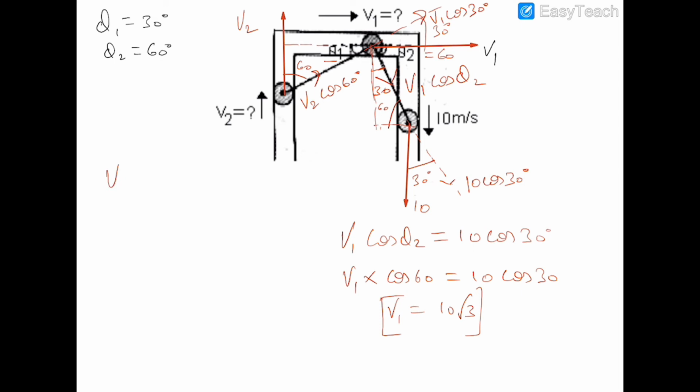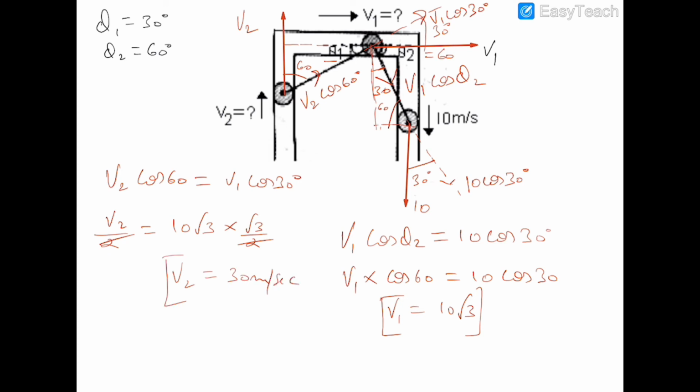So v2 cos 60 degree will be equal to v1 cos 30 degree. Now v2 by 2 will be equal to v1. v1 is 10 root 3 and cos 30 is root 3 by 2. So v2 will be equal to 30 meters per second. Okay, this is the required value of v1 and v2. Now we move forward on the next question.